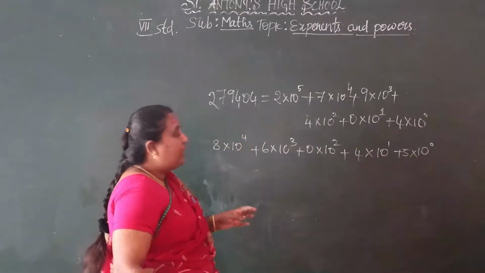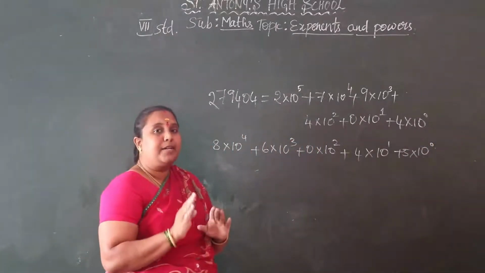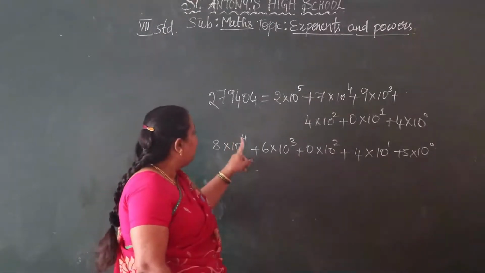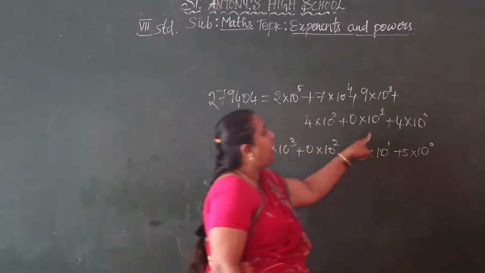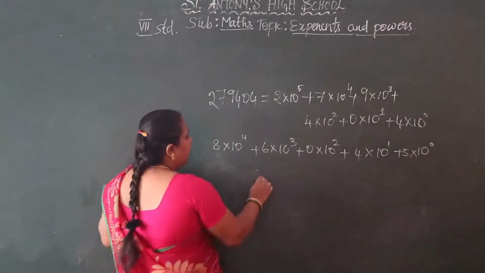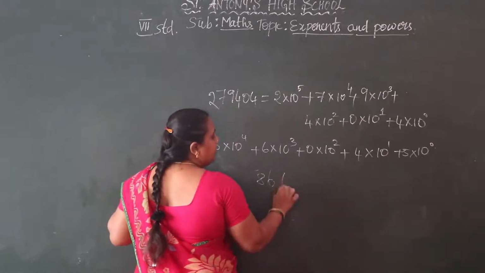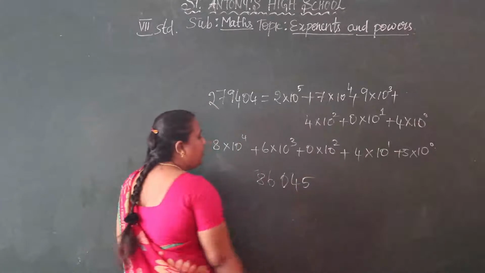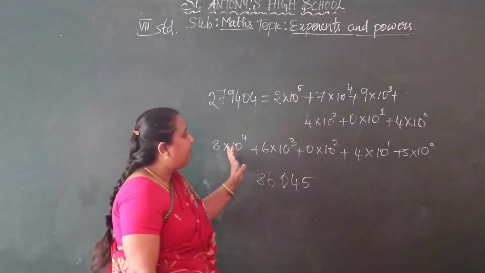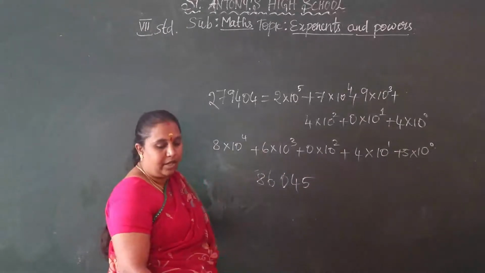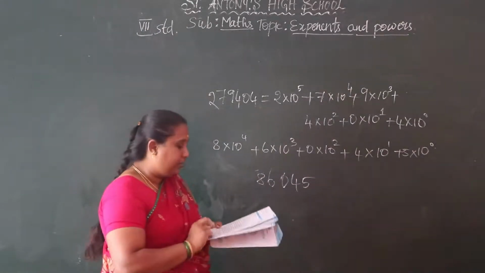First you have to check whether the exponents are in continuous decreasing order or not. See 4, 3, 2, 1, 0. So the exponents are continuous. So 8, 6, 0, 4, 5. This is the number we get from the given expanded form.